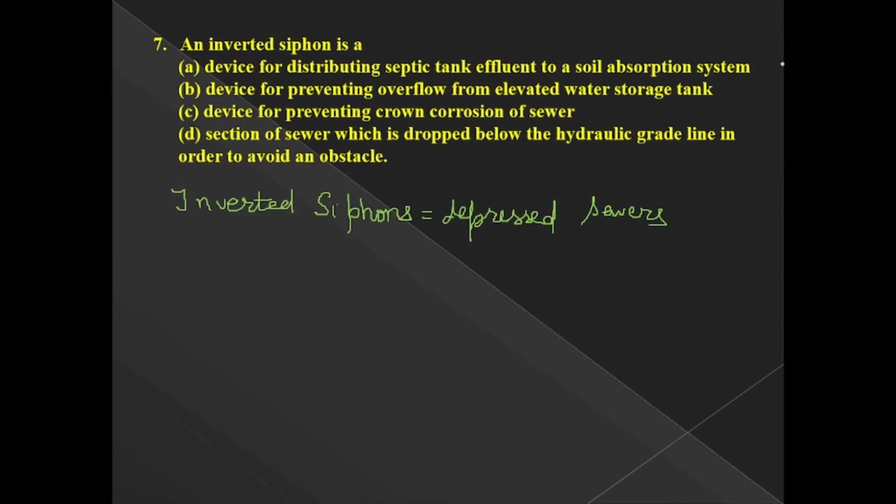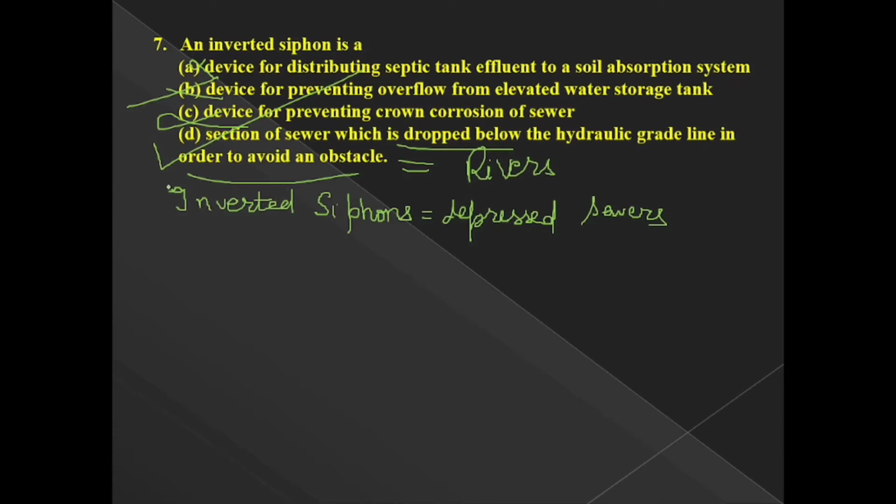Device for disturbing the septic tank, wrong option. Device for preventing the overflow, wrong option. Device for preventing the crown corrosion, wrong option. Crown corrosion means acidic. Section of a sewer which is dropped below, means depressed, hydraulic gradient line in order to avoid an obstacle, likewise river, ravine, hill, valley, etc. So my dear students, our correct option is the D option. So this is about the inverted siphons. Okay, please note it down.